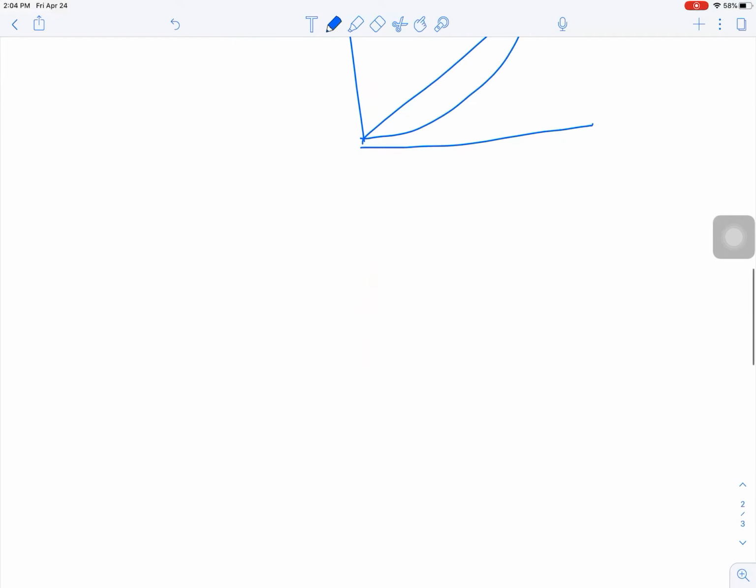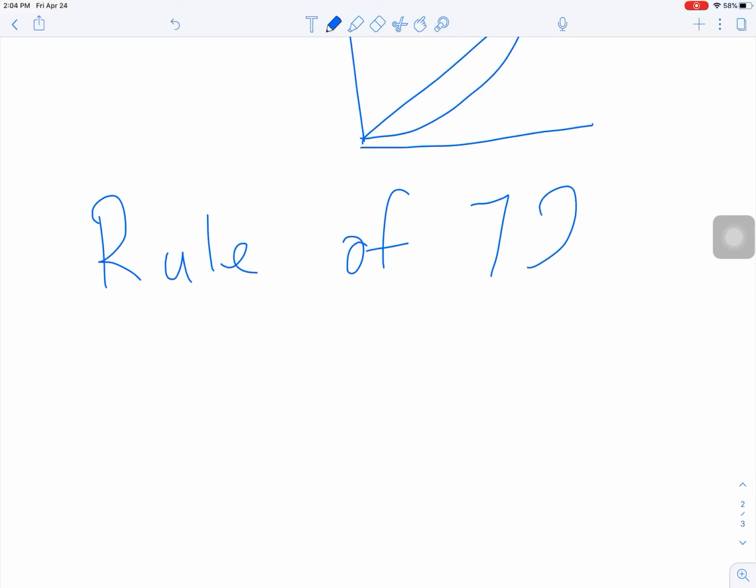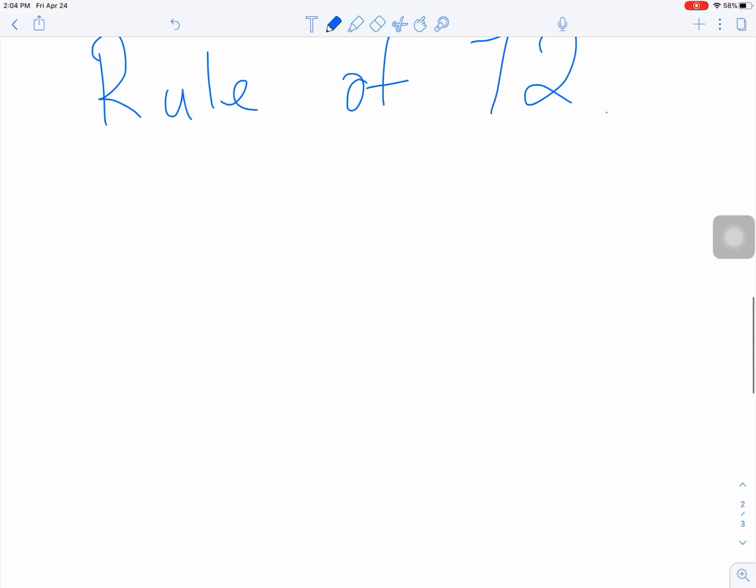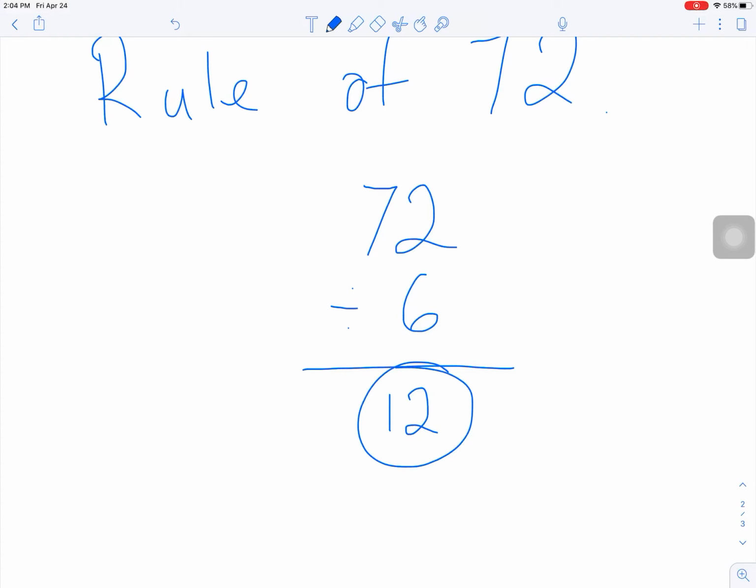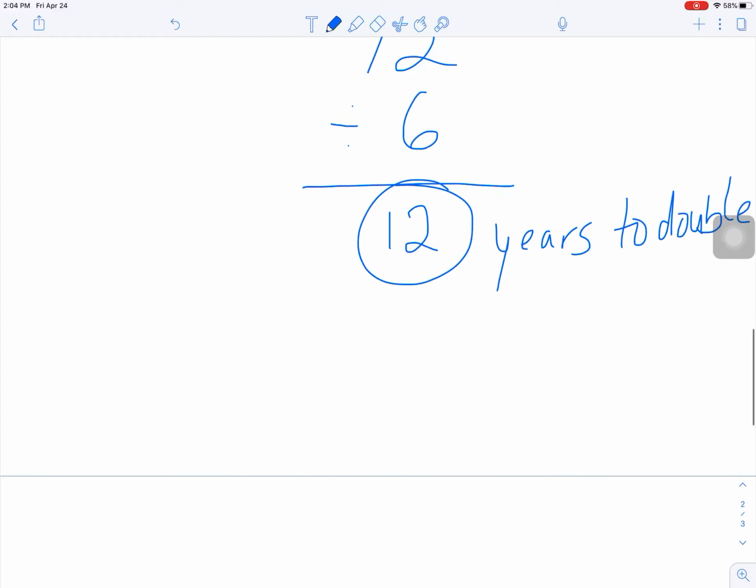Okay, the other one that we want to talk about quickly in this lesson is the rule of 72. How long does it take for your money to double? Well, you take your interest rate, you take 72, and I'll use a round number so it's easy. Say our interest rate is 6%. We divide 72 by 6, and that will tell us 12. What does that 12 mean? That means 12 years to double. That means your money doubles every 12 years.